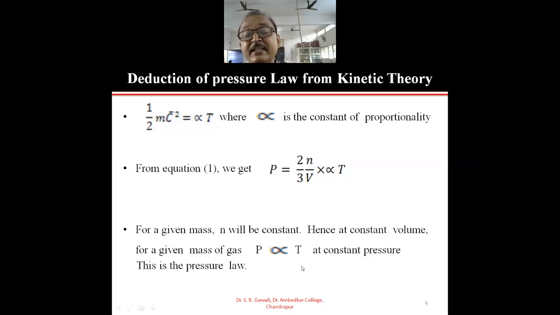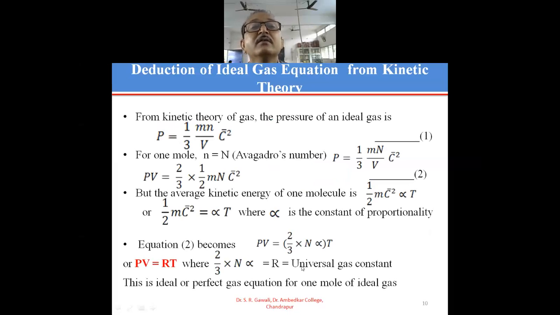This is the pressure law. Now we have derived Boyle's law. We have also derived the pressure law. We have also derived Charles's law. Now we will derive the ideal gas equation from the kinetic theory of gases.